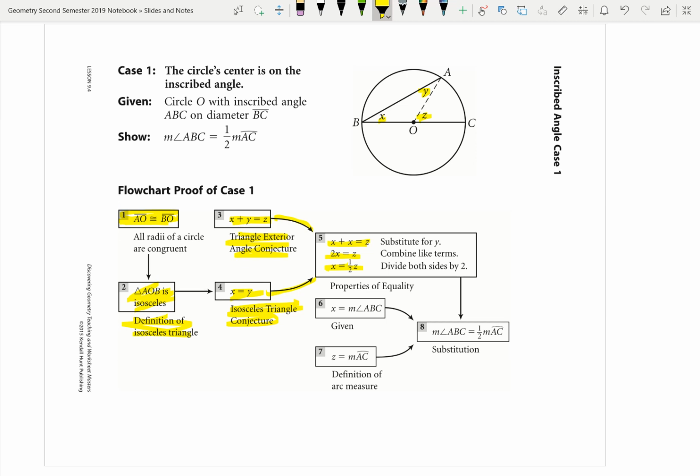And then notice how there's no arrows to number 6. So this is its own idea where x equals the measure of angle ABC. That's given in our diagram. And then z equals the measure of arc AC by the definition of arc measure. And so that's going to mean the measure of angle ABC equals 1/2 the measure of arc AC by substitution.